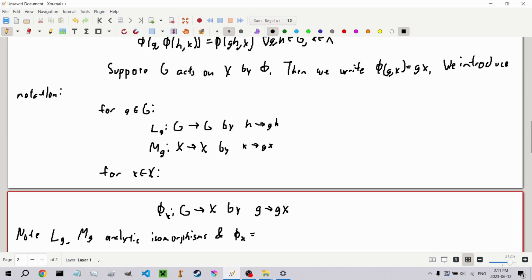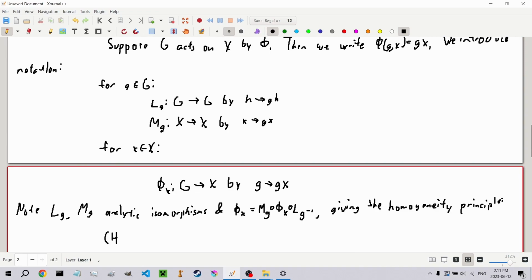and that phi of x can be written so you take an element h in G, multiply it on the left by g inverse, and then apply phi of x, and then multiply it on the left now by g, which gives us the following homogeneity principle, which we're going to write as HP.